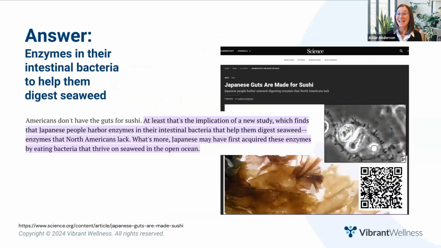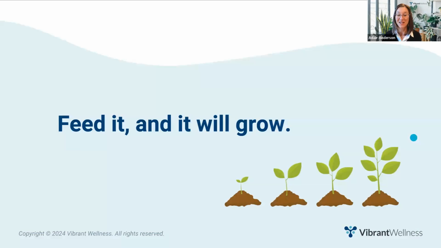The answer is enzymes specific for digesting seaweed. According to the journal Science, Japanese people harbor enzymes in their intestinal bacteria that help them digest seaweed, enzymes that North Americans lack. What's more, Japanese may have first acquired these enzymes by eating bacteria that thrive on seaweed in the open ocean. In other words, feed it and it will grow.